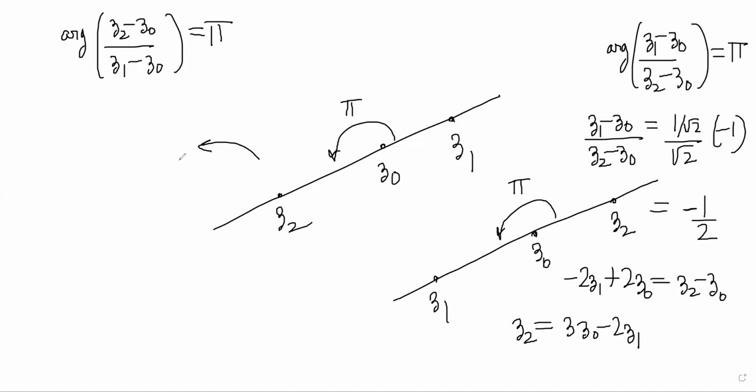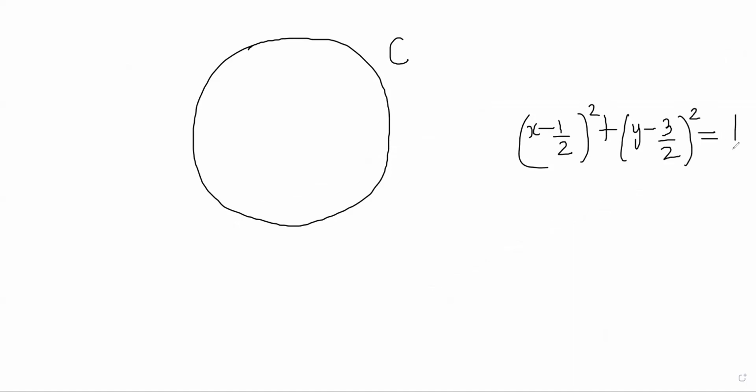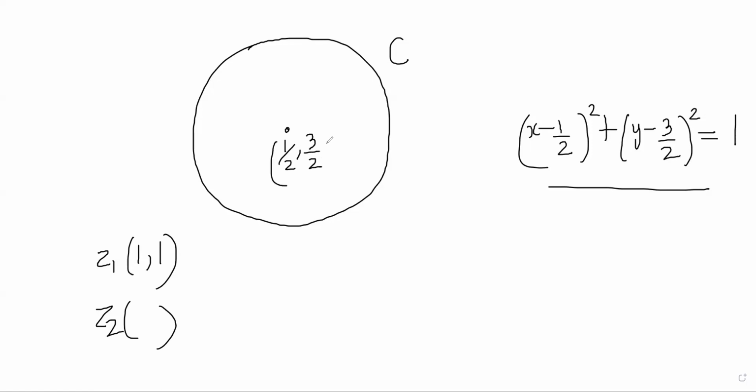I used the parametric form. There are obviously other ways to do it also. You can just convert the question to a coordinate geometry question directly, right? The center we have been given, and the circle equation in x and y you can write. If you write the circle equation in x and y, it is x minus half whole square plus y minus 3 by 2 whole square is equal to 1. This is my circle. One of the points is 1, 1, Z1. Z2 is an unknown point, and the circle center is obviously half, 3/2, right?